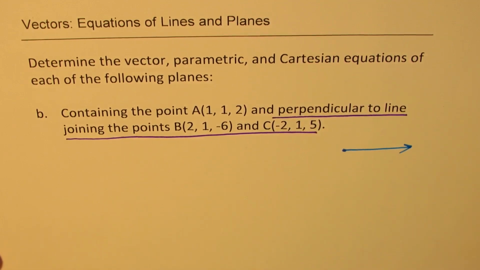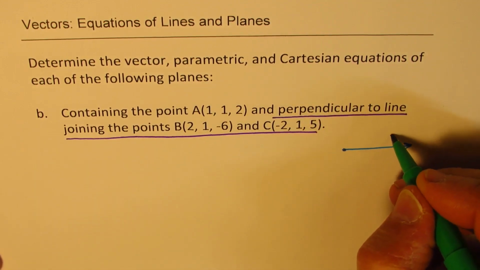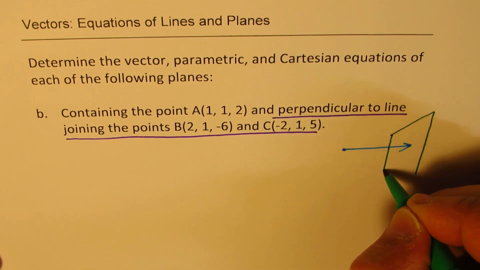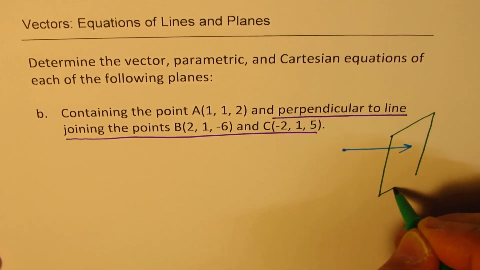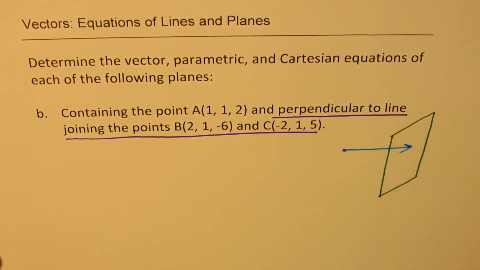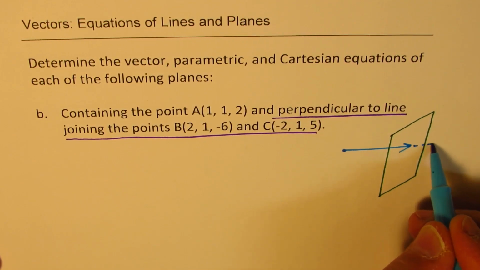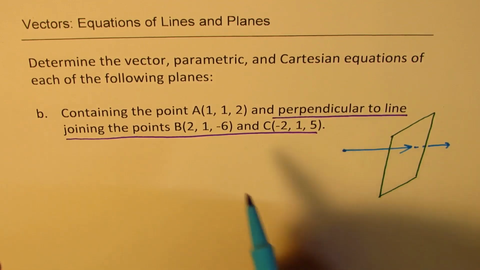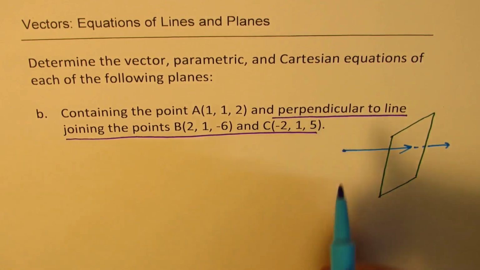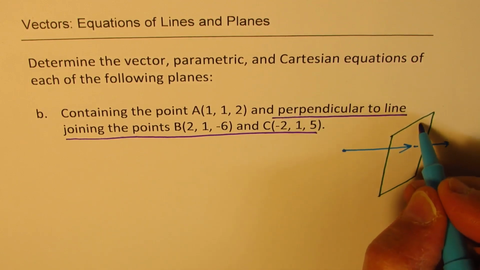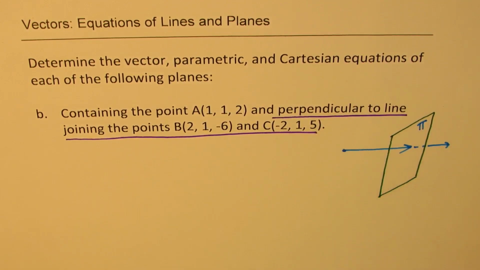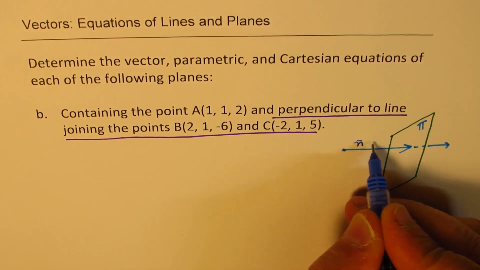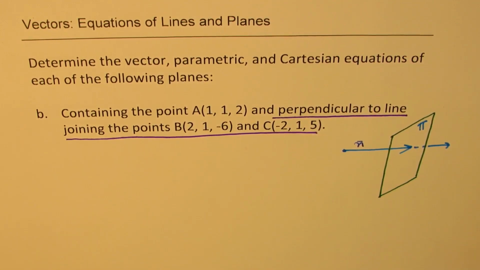And if I extend this, then my plane is something like this. So this line actually goes through it. It is perpendicular to the plane. So that means the direction of this line is normal. So if my plane is pi, then that is the normal, right? So this becomes the normal for the plane. Is that clear to you?